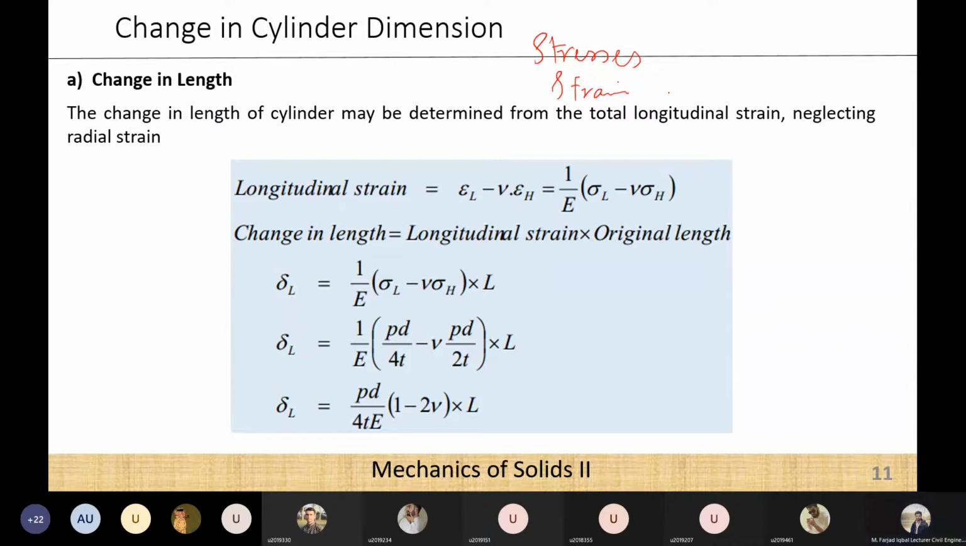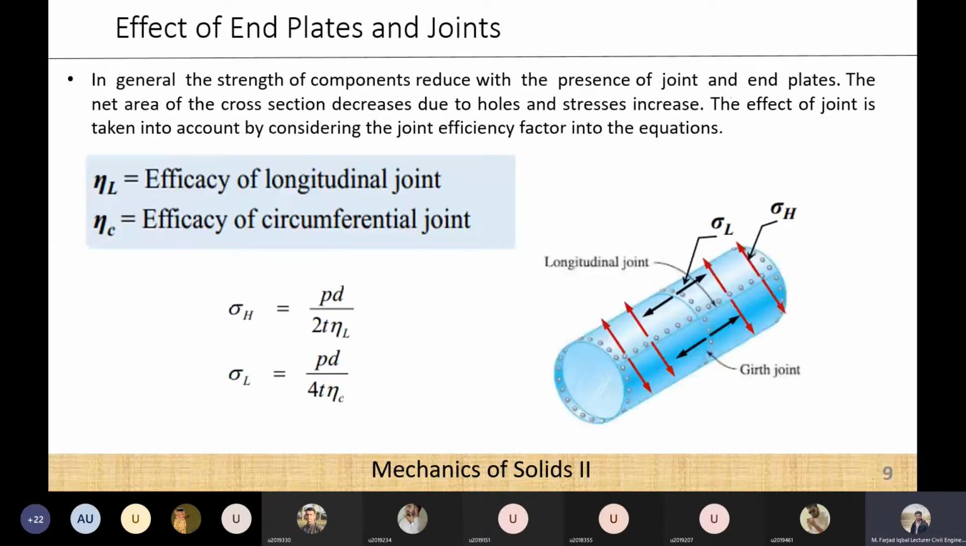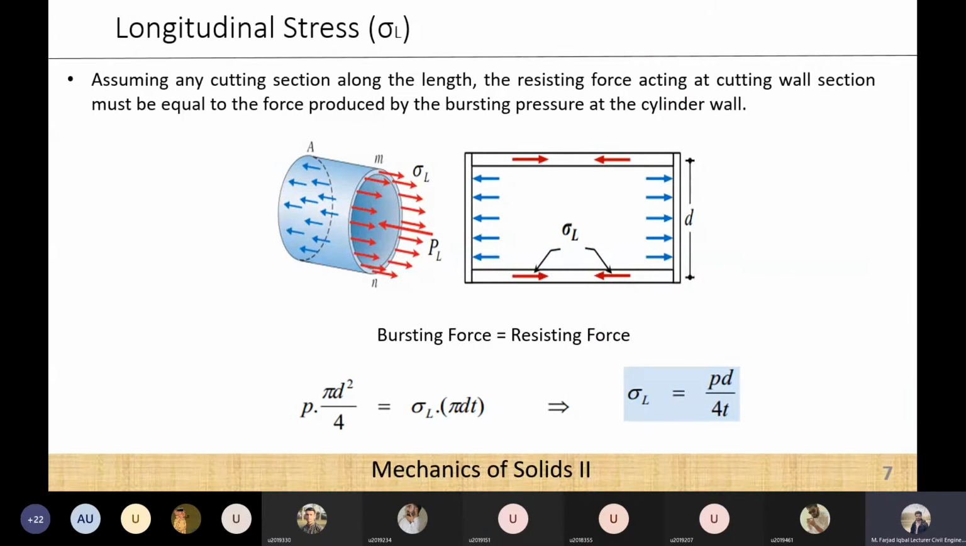Now, if you look at this figure, we have the longitudinal stress. As I explained yesterday, these stresses occur on the circumference or the thickness of the cross section that we cut perpendicular to the longitudinal section of the cylindrical element. Now, what are these stresses doing? They act in opposite directions and tend to elongate this cylindrical element, right?